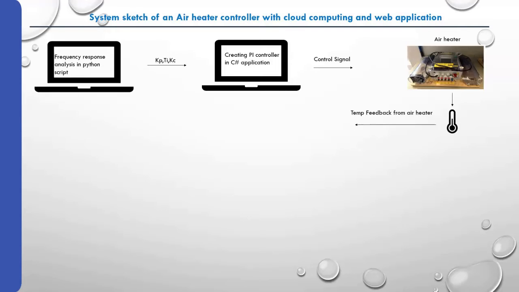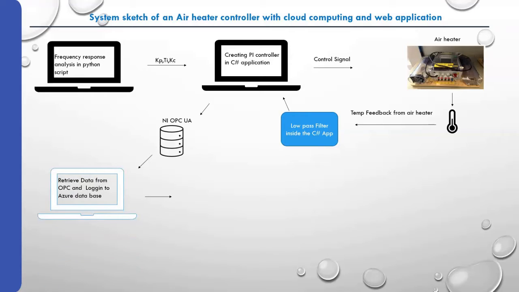And then I took my air heater feedback temperature into my C# application, again through a filter. Which filter have I used here? I have used a low pass filter. Then after getting this feedback temperature and controlling the air heater, I will send the air heater temperature to OPC. From OPC, I have used another application to retrieve my data, and then I will log my data to my Azure database, which is my cloud.